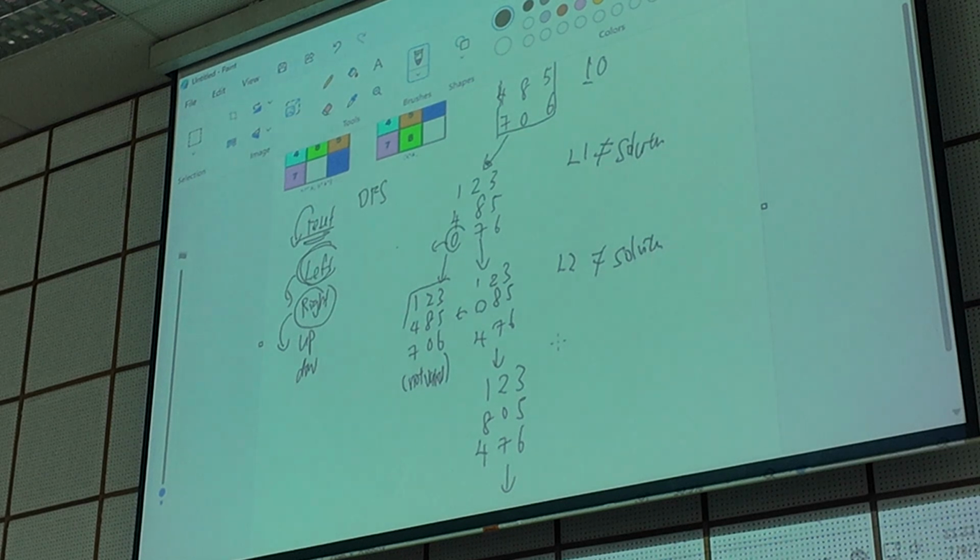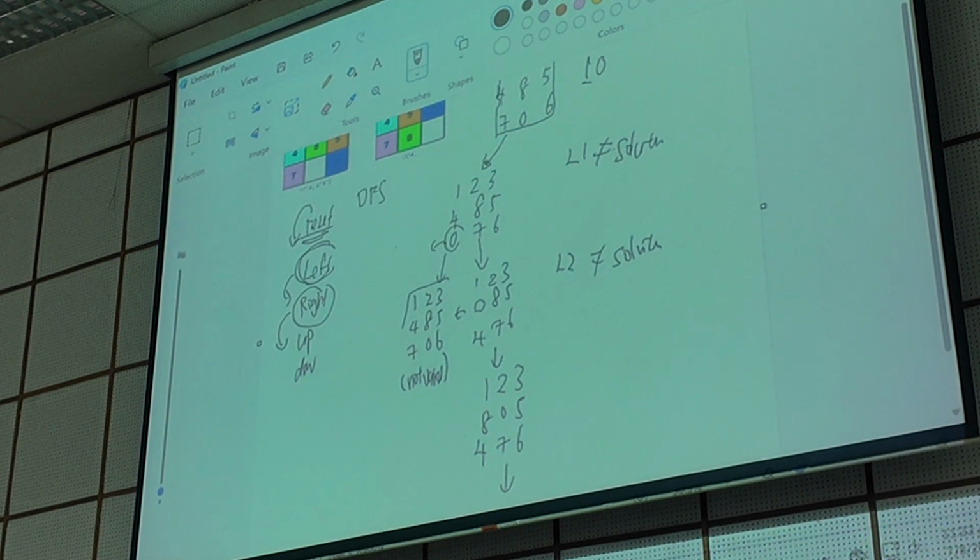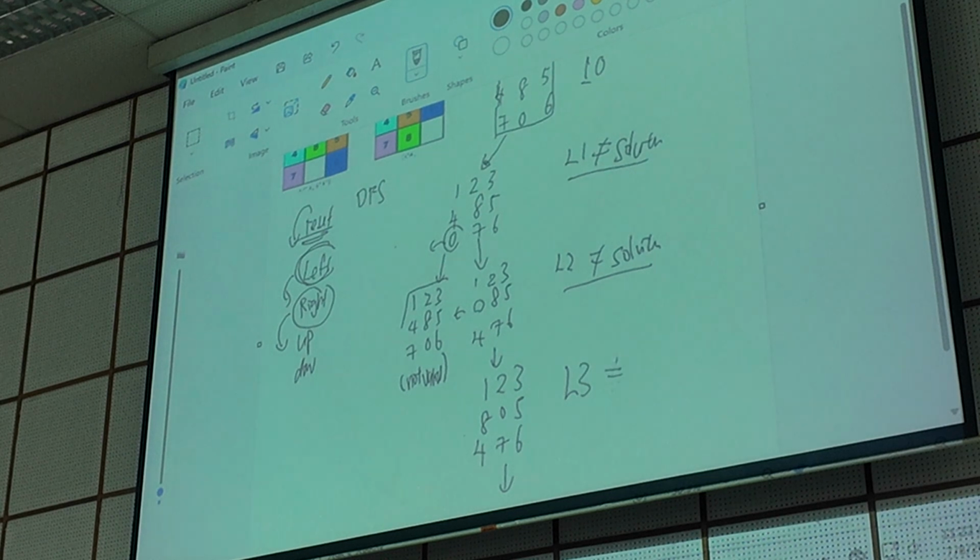Right? So I'm not going to expand all the tree or all the loops for you. So this is actually how it works. You have to expand level by level. So level 3. Is it equal to solution? This is not equal to solution. Right? Go to the next level.